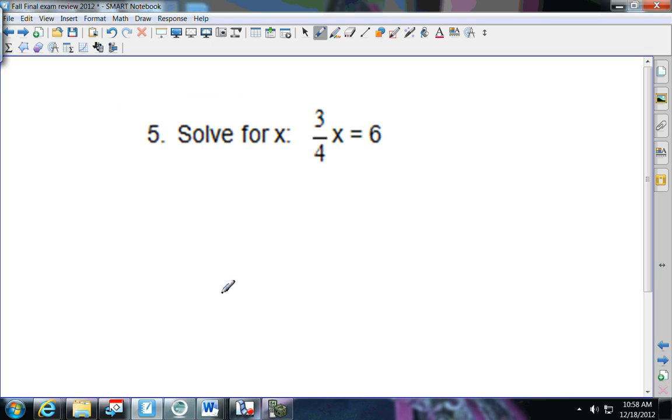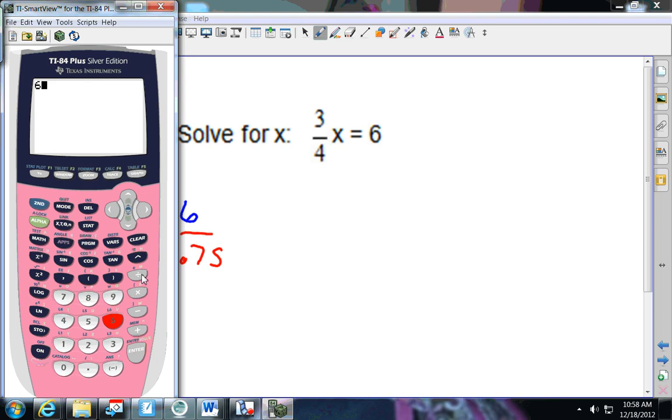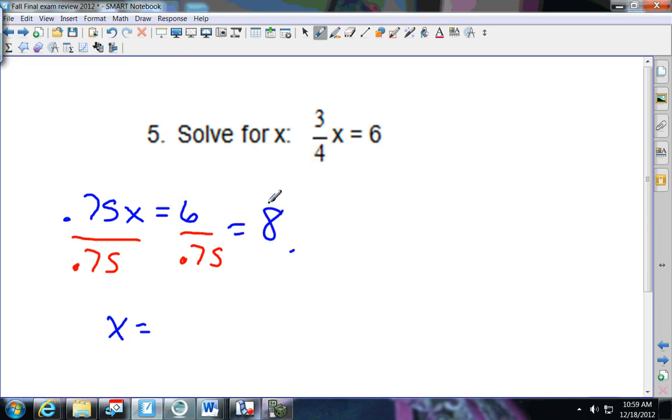The next one says solve for x. Now, for some of you, it might be easier, since 3/4 is 0.75, to rewrite it like this and then just divide by 0.75 to get your answer. So if I take 6 divided by 0.75, it'll give me 8.